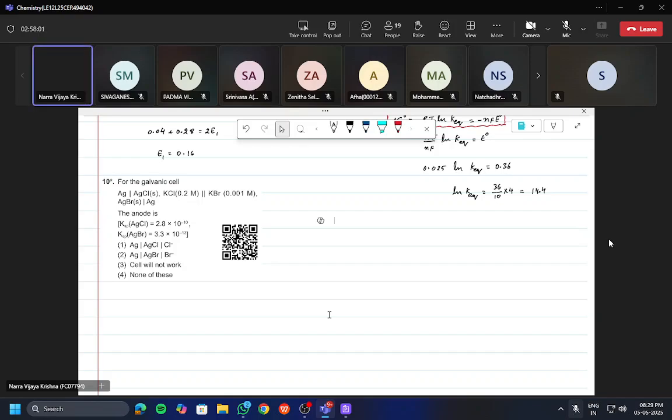If you listen to my statement, you will give the right answer. Answer is option B. See, normally by looking at this question, this is a salt bridge. For a salt bridge, always the left side will be anode. So everyone will give this as anode. That's what I told.